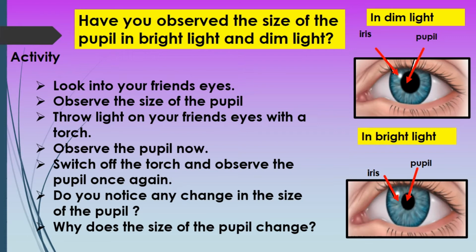What about in dim light? In dim light, the size of the pupil is increased by the iris to allow more light to enter the eyes to have a better vision. The function of the iris is to control the amount of light entering the eyes by changing the size of the pupil.